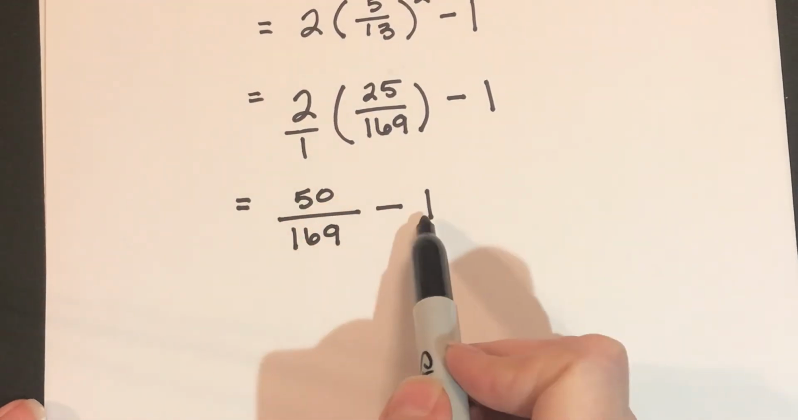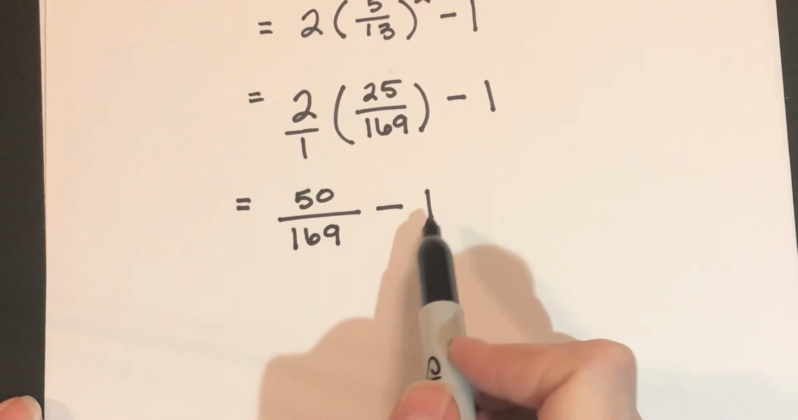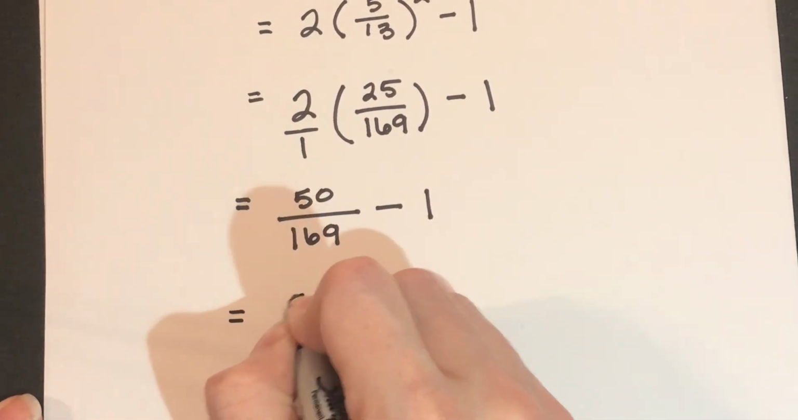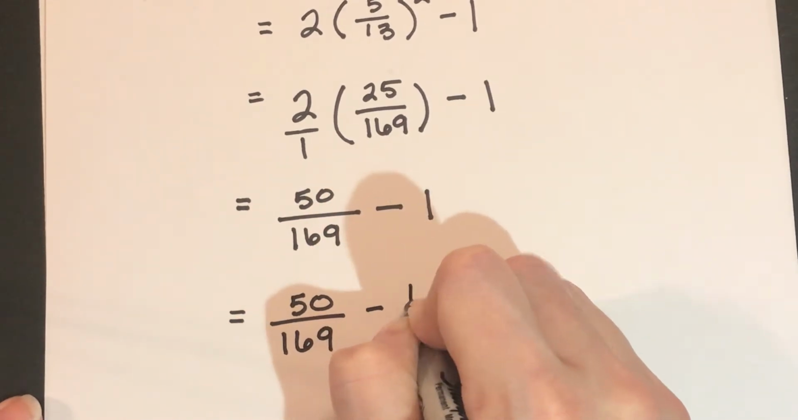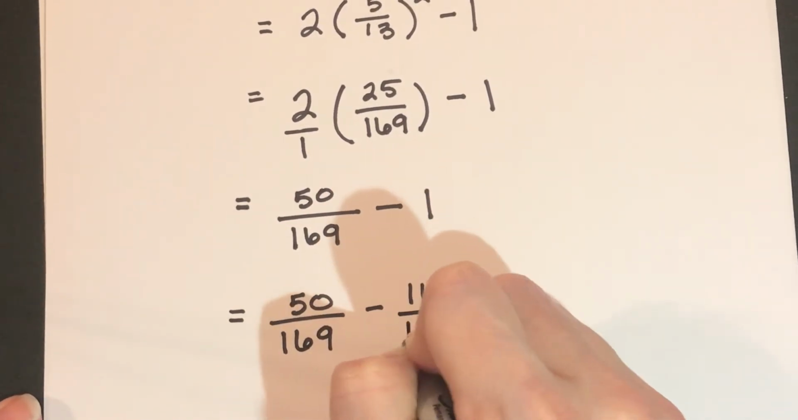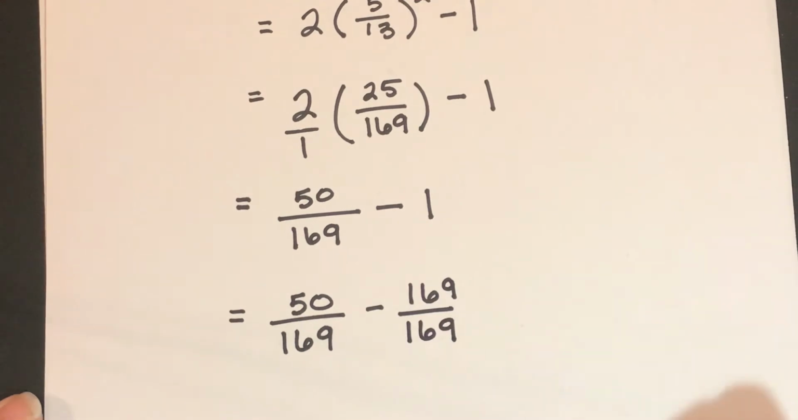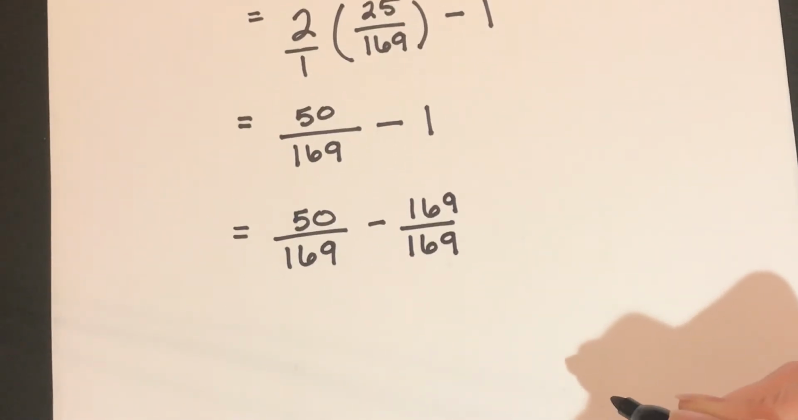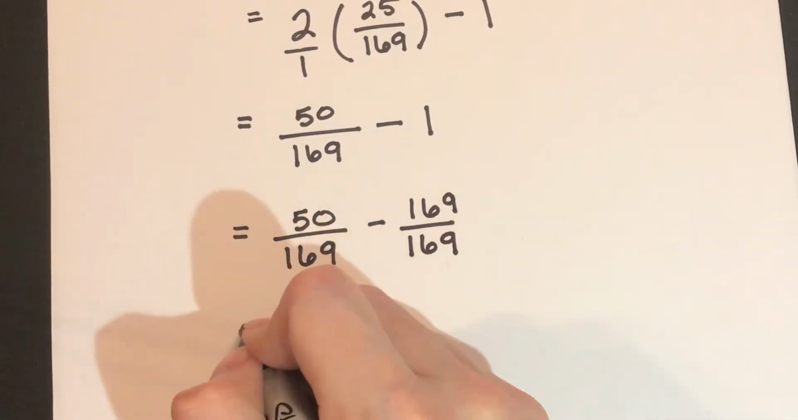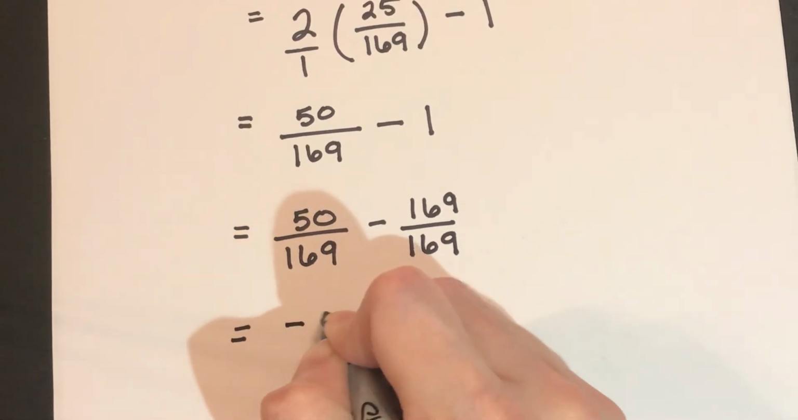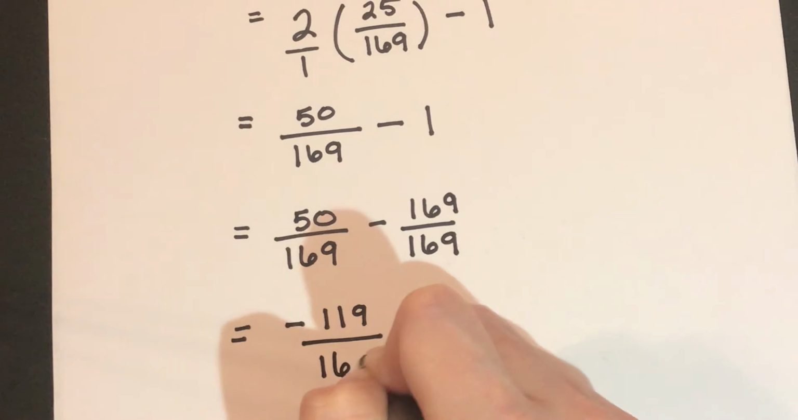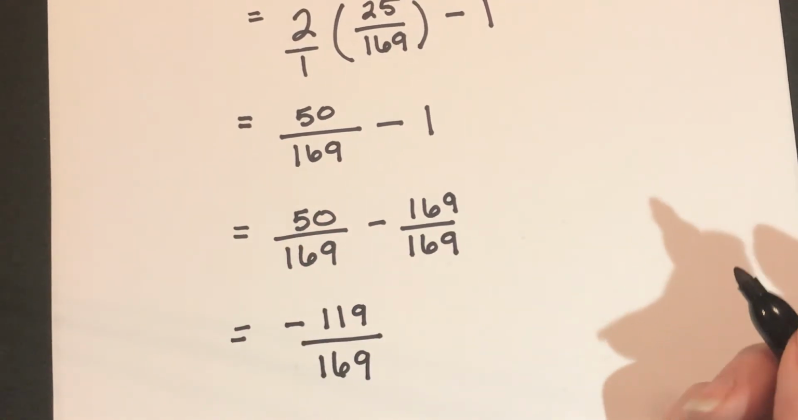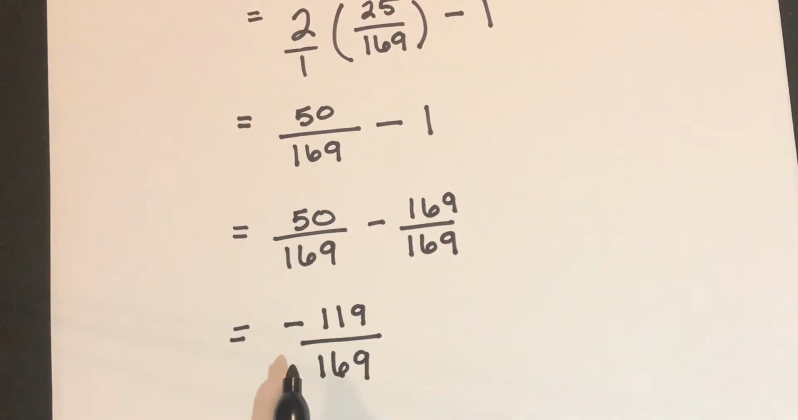Now to subtract with fractions, you must have a common denominator. So we turn 1 into 169 over 169. And 50 minus 169 is negative 119 over 169. And there's your cosine of 2 theta.